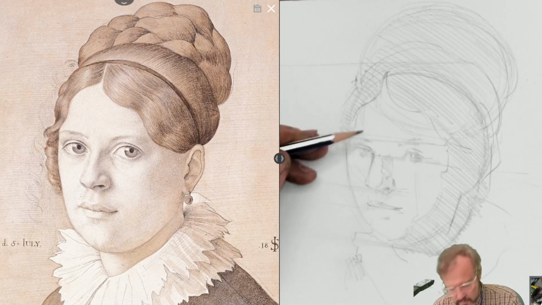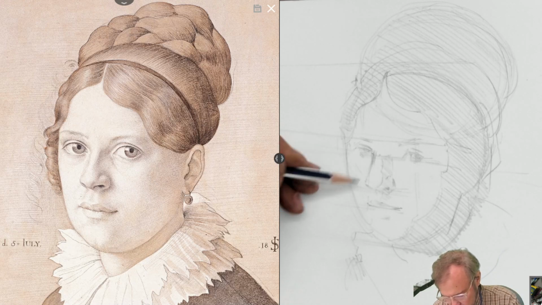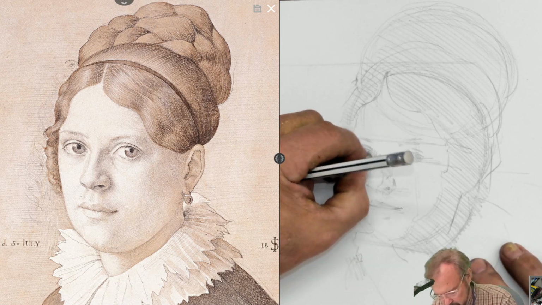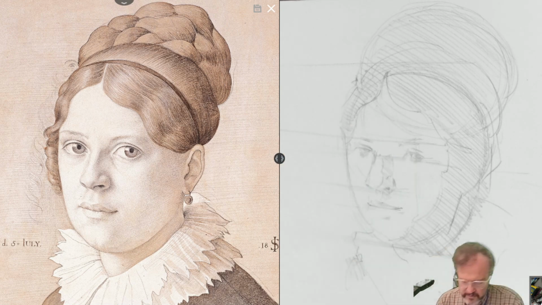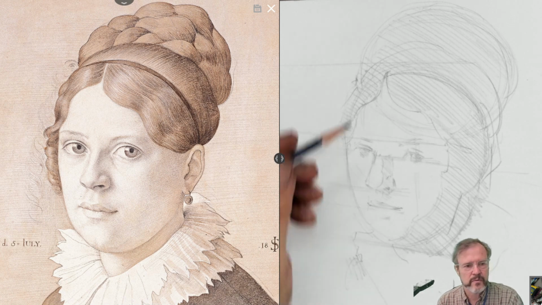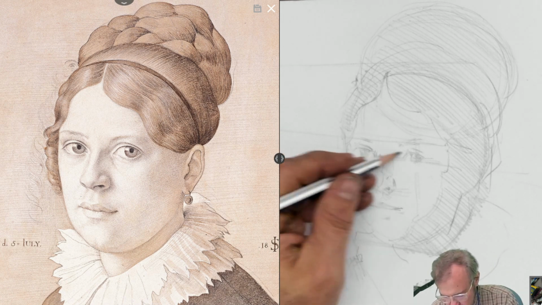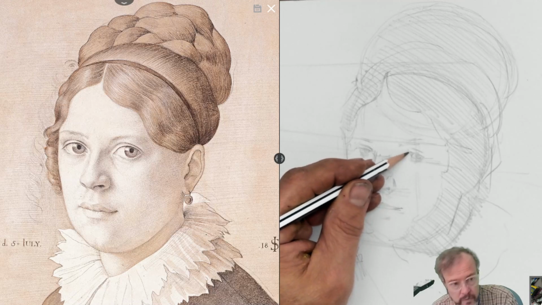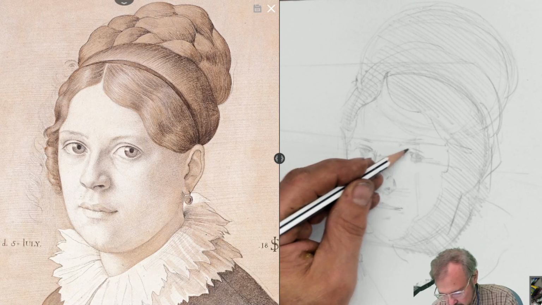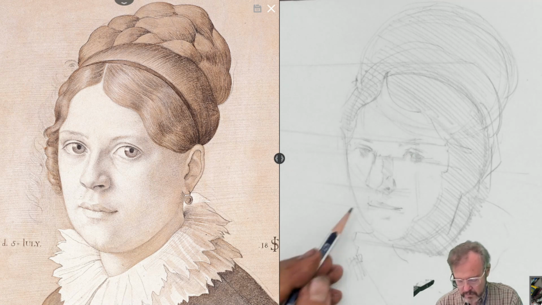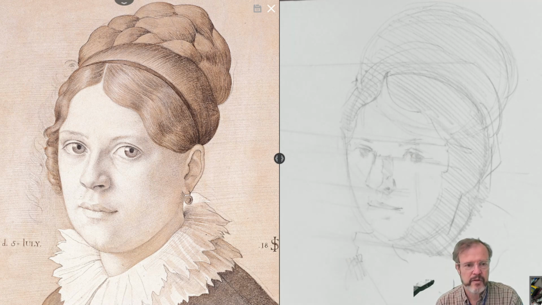And I don't think my drawing's perfect, but I'm pretty happy with it. It looks kind of like her, and it looks like the gaze is, she's looking roughly in my direction. And I want to be happy with all these things before I've committed.